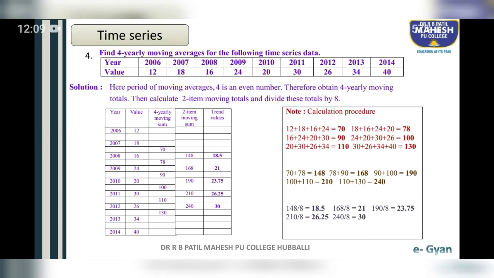Okay students, here after adding the 4 values, next you have to add the 2 values. So this is for trend values. Here the detailed calculation procedure is available, students. You can refer to this solution. The full detailed calculation is available here.